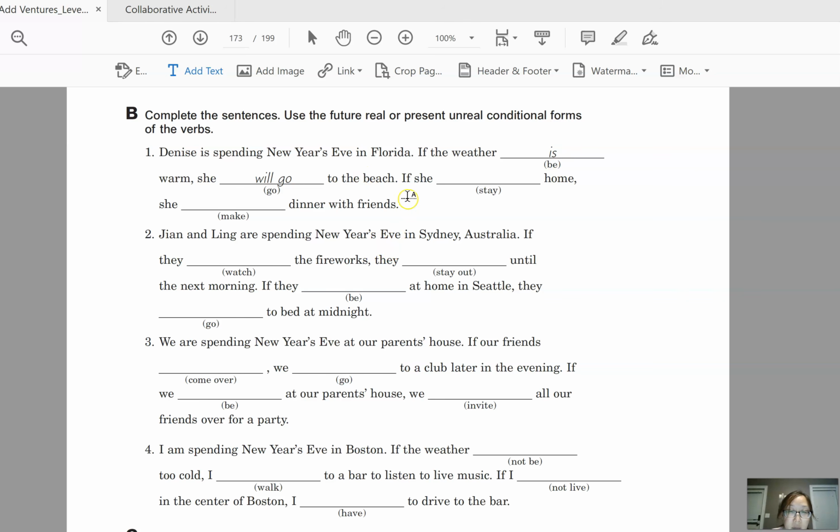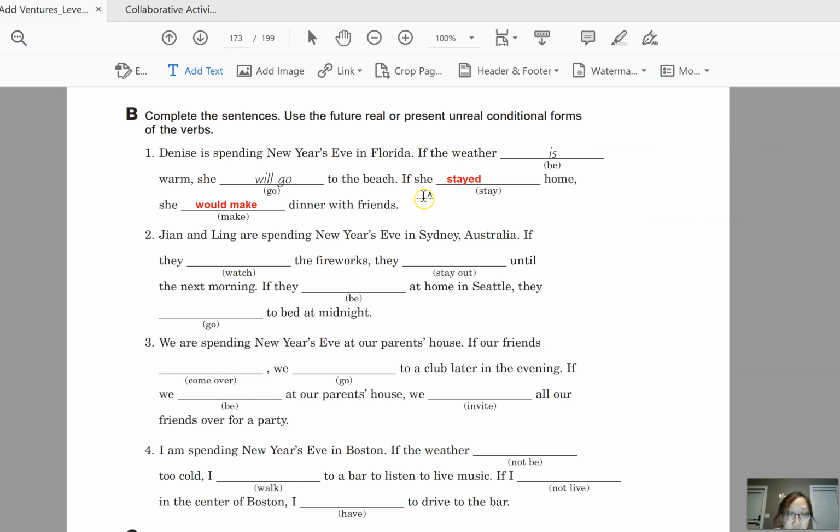Okay, but if she, now we can see home here, but we know she's not at home. She's in Florida. So this is unreal. Okay, so we can use the past tense in the if clause. If she stayed home, she would make dinner with friends. But since she is spending New Year's Eve in Florida, she can't do this. Okay, so this is the present unreal conditional.